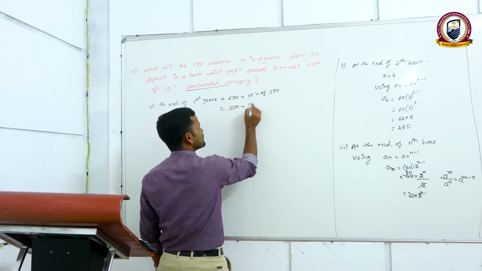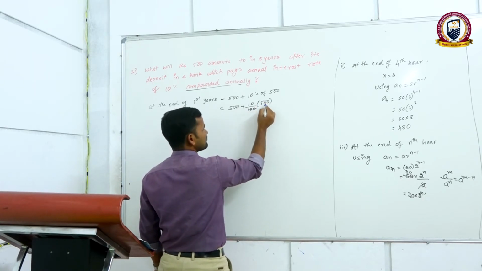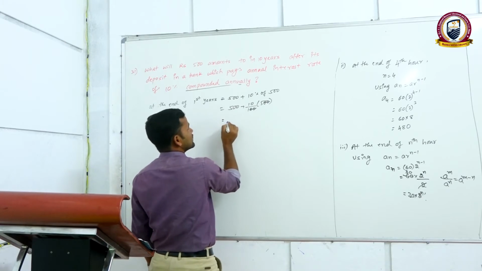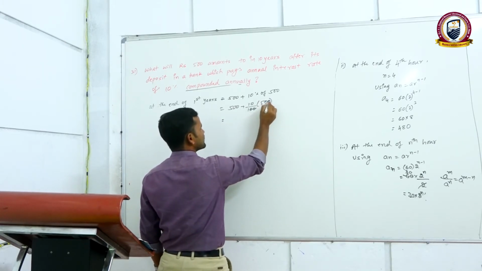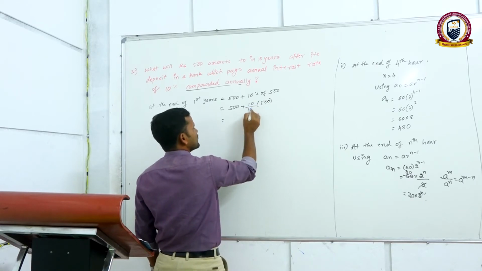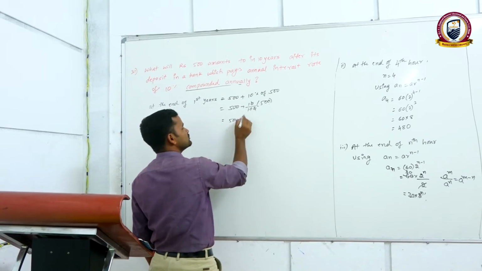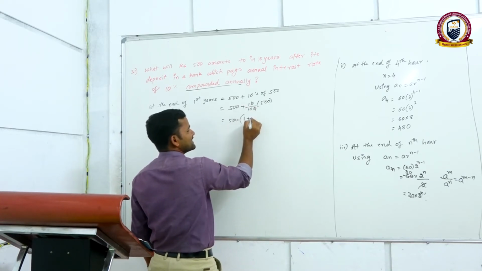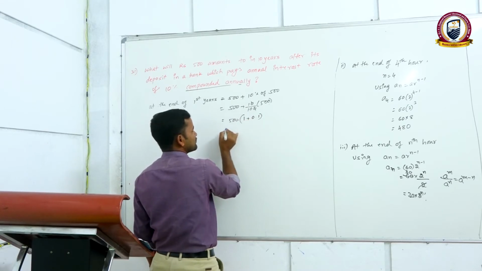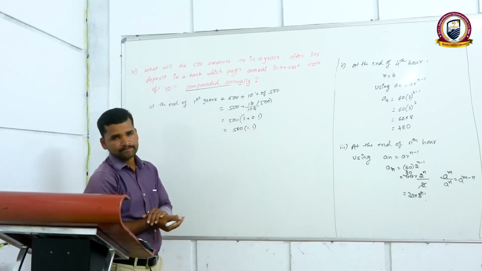500 plus 10% means 10 by 100 into 500. These two get cancelled. Or else, let me go like this. This 500, better not to cancel. Here the 1 0 I will cancel. 500 is common from these two, so I am taking 500 common. 1 plus 1 by 10. 1 by 10 is 0.1. This is nothing but 500 into 1.1 at the end of 1 year.